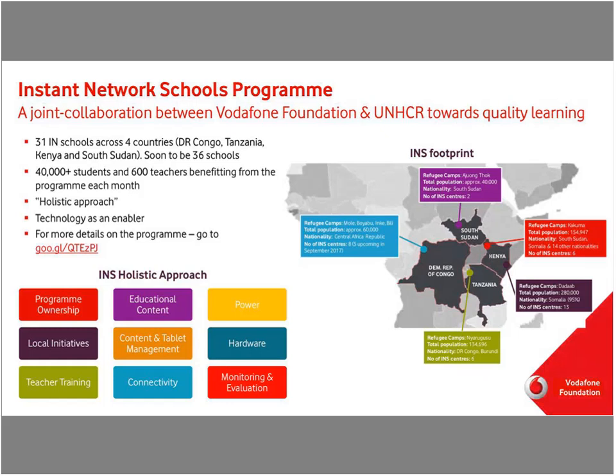So at the moment, a short overview. We have 31 schools across four countries, which are Kenya, Tanzania, DRC, and South Sudan. And every month we reach about 40,000 students and 600 teachers across those schools.